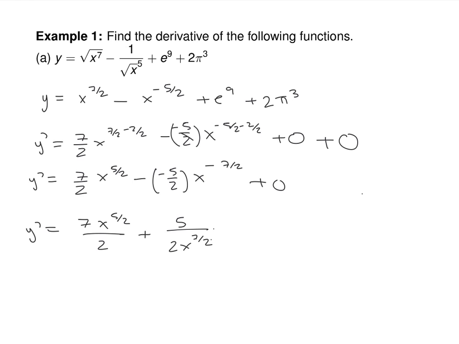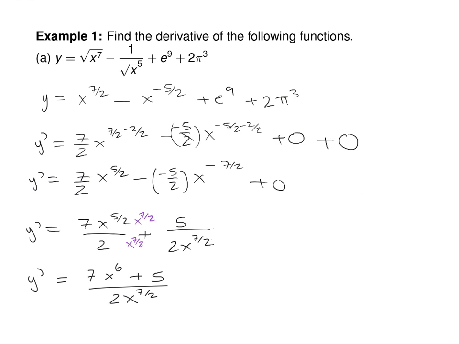And I'm probably going to ask you to get a common denominator sometime, so let's just do it in every problem, I think it's a good idea right now. So what would you multiply the first ratio by to get a common denominator? X to the 7 2s. And then what happens to those exponents? They add. So that's going to be 12 halves, right? Which is 6. Plus 5 over 2x to the 7 halves.